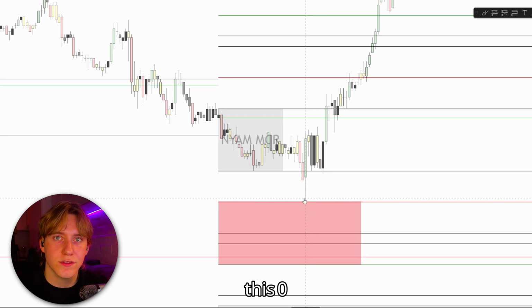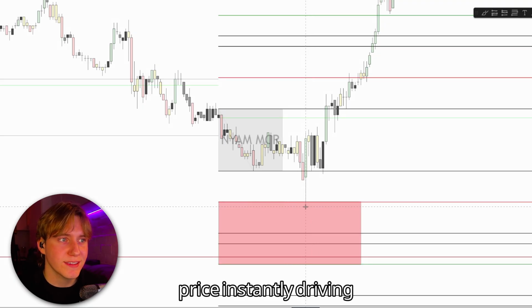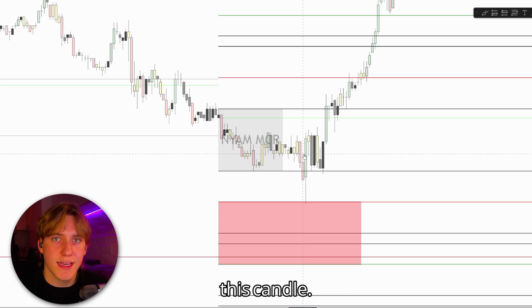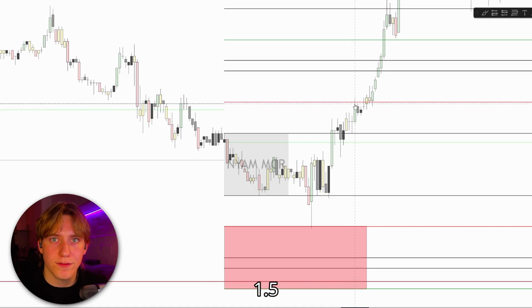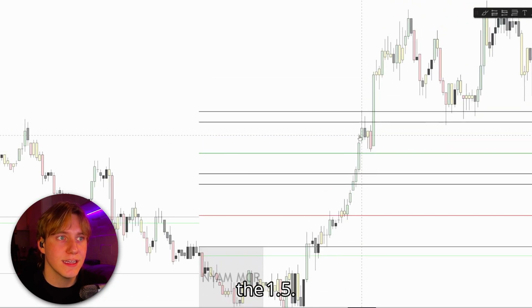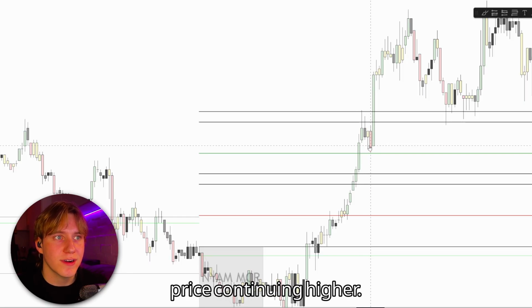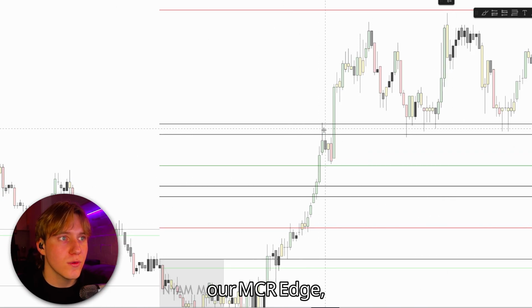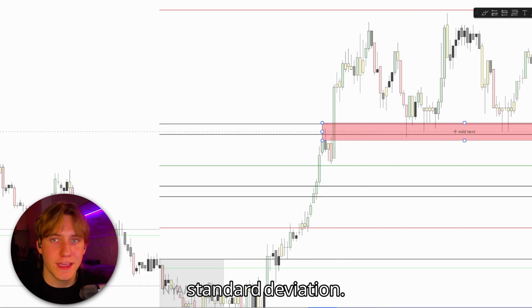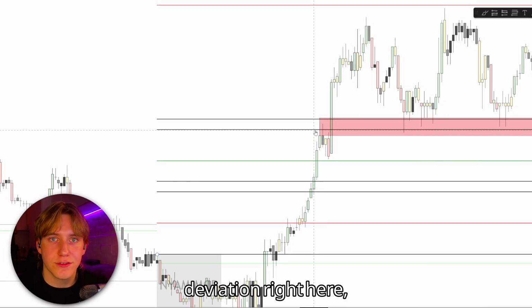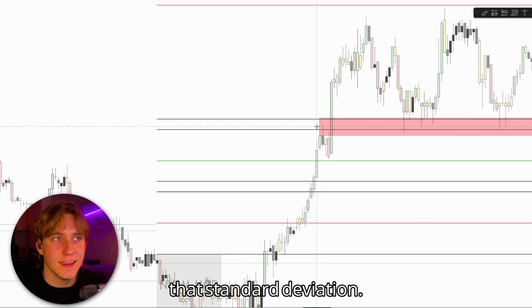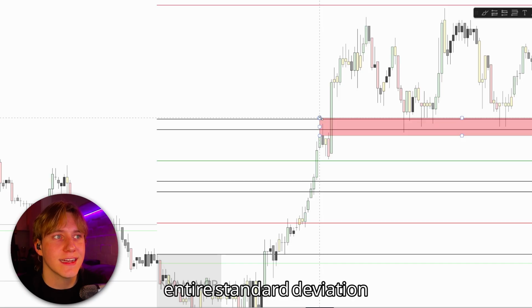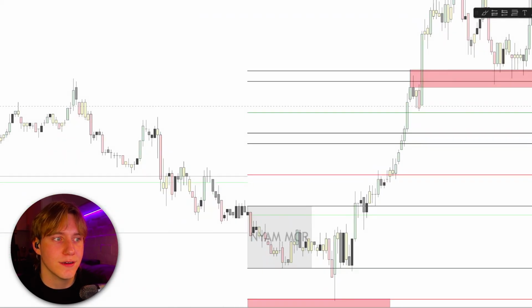So what do we see when price touches this 0.5 standard deviation? We have price instantly driving back up, closing above this candle. I'll teach you guys an entry model later today, which has to do with candle counting. So this would have been an entry model, an easy buy, taking it to the opposite, 1.5 or 0.5, traveling past the 1.5. And we can see once we travel past this 1.5, we have price continuing higher. And the same way that we identified fortification from our MCR edge, we can identify fortification at standard deviation. So we came up to 2 standard deviation right here, but created a massive wick at that standard deviation. This is now becoming fortification for that entire standard deviation for price to continue higher.